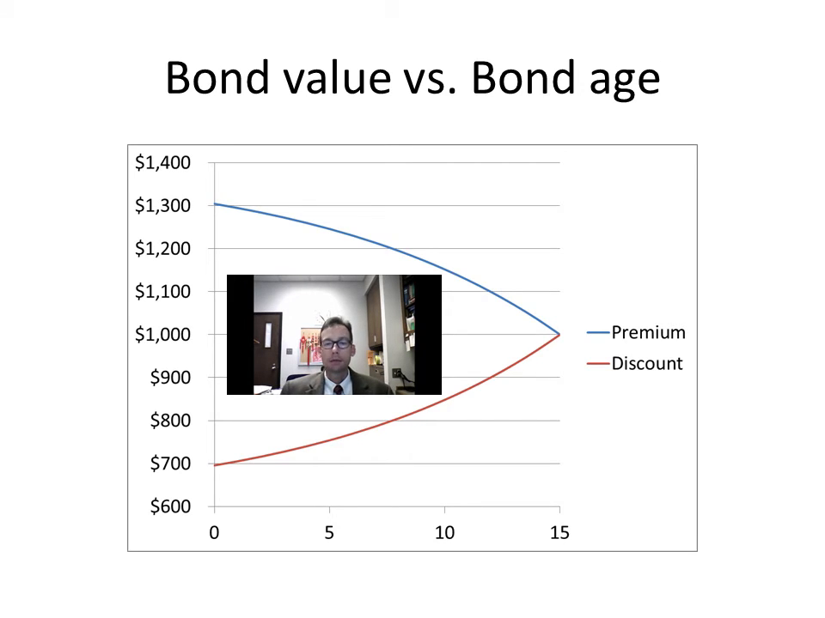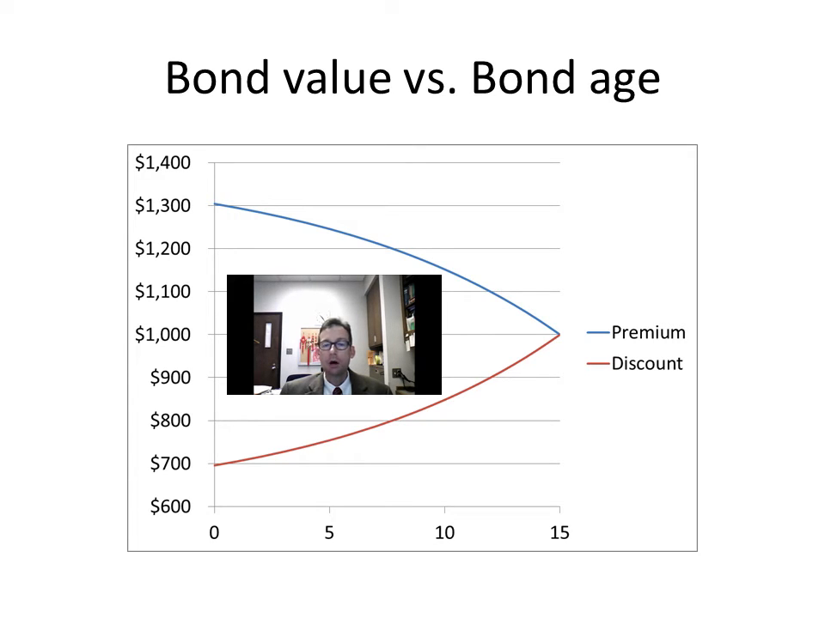Let's talk about what happens to the price of a premium bond and a discount bond over their lives. The first thing to know is that they are both going to wind up being worth exactly the same amount of money. Think about the last second of a bond's life. The final coupon's been paid, and all that is left to be paid is the face value of $1,000. And so we know that both of these bonds have to be worth $1,000 at the end of their lives.